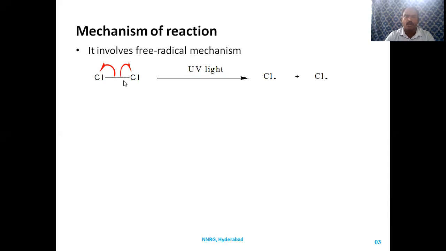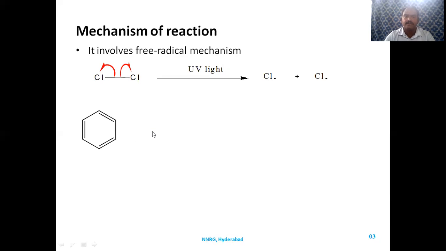So we know that 2 electrons are being shared between 2 chlorine atoms. These 2 electrons will be shared equally. 1 electron is taken by this chlorine atom, another electron is taken by the other chlorine atom, with the homolytic fission in the presence of UV light, to form chlorine free radicals. Once the chlorine free radical is formed, it is very reactive and will attack the benzene.